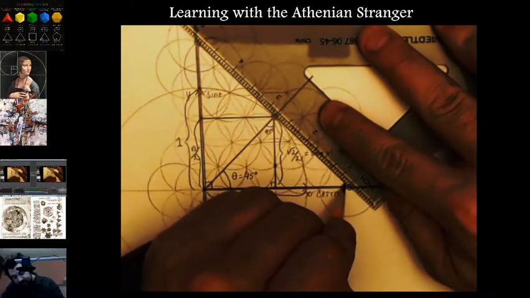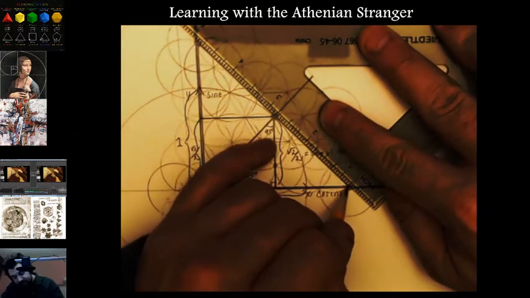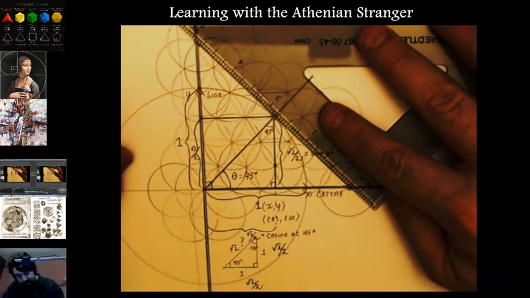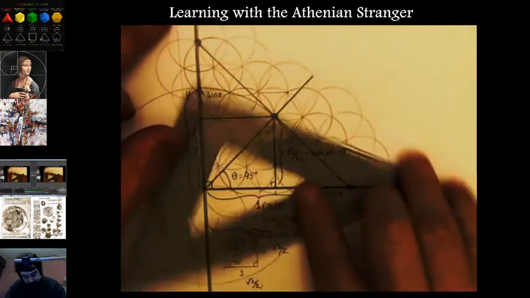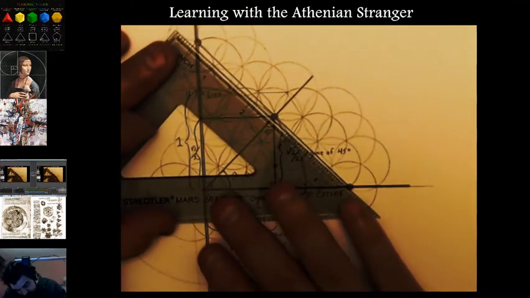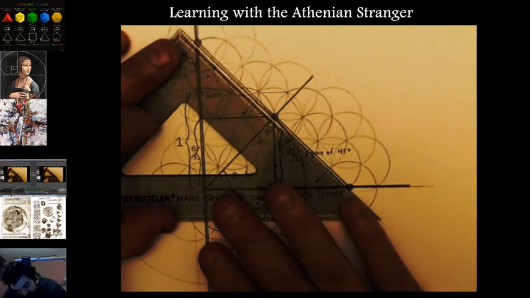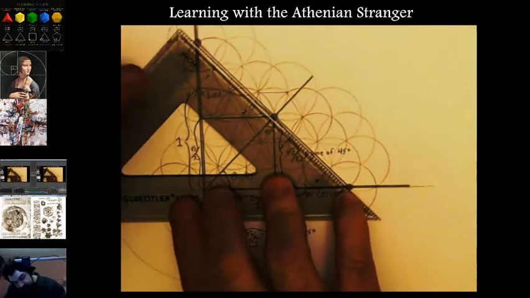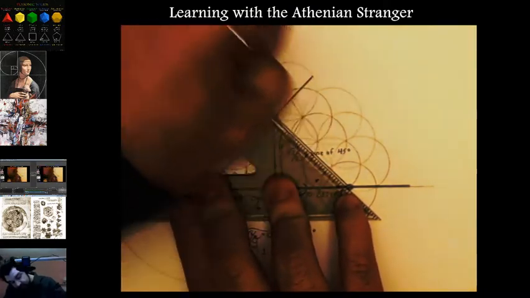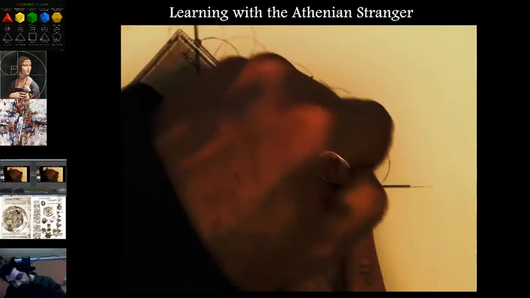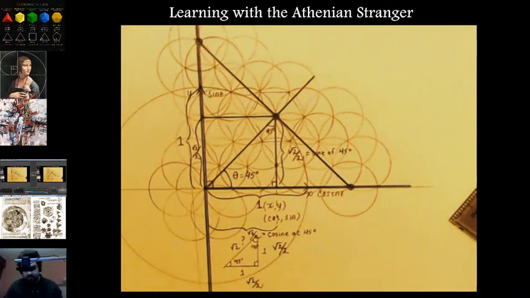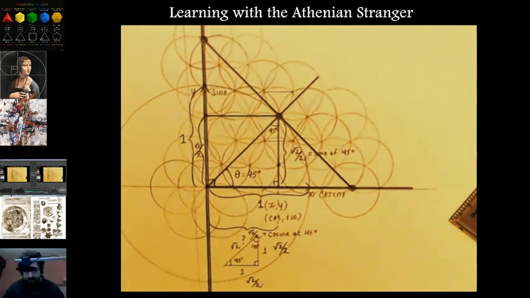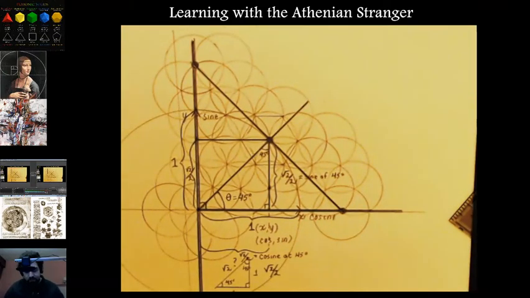Only part of this line is actually the tangent. The other part is the cotangent, as we'll see. I'm just going to make it a little more bold. Okay, great. So visually, you see more geometry emerging.